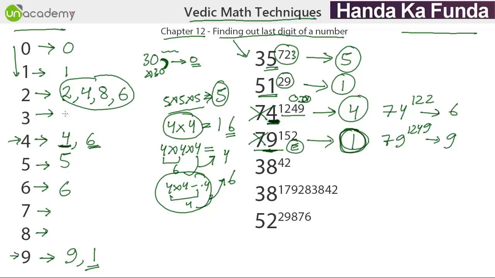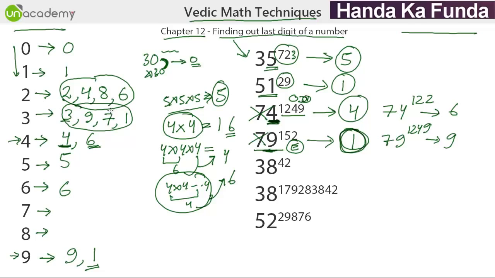Let's do the same exercise with 3. 3 square is 9. 3 cube is 27. And 3 to the power 4 is 81. 3 to the power 5 is 243. So we are back to 3 again. And my cycle is 3, 9, 7, 1.